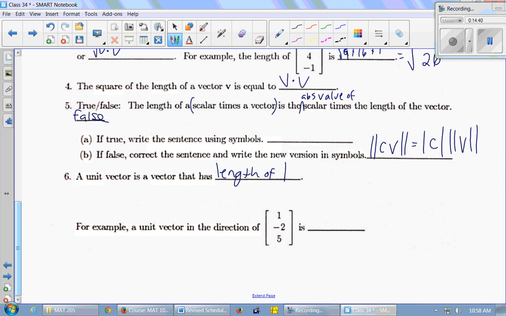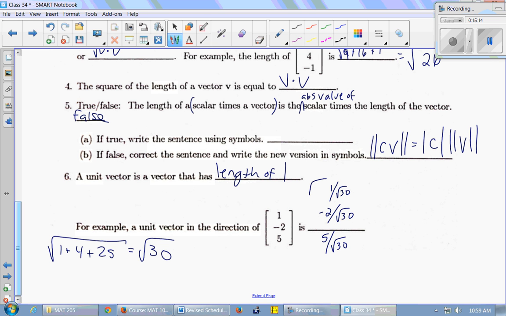It'll have length 1. So the length of this vector would be the square root of 1 plus 4 plus 25, which is the square root of 30. And then you just divide every entry by the square root of 30. Squaring everything, yep: 1 plus 4 plus 25. So this is going to be 1 over square root 30, negative 2 over square root 30, 5 over square root 30. That vector points in the same direction as (1, -2, 5), but its length is 1.